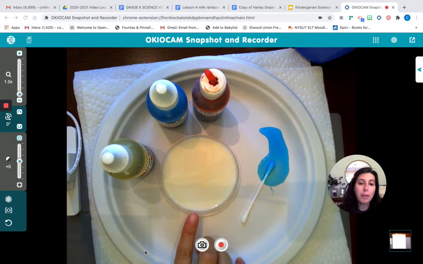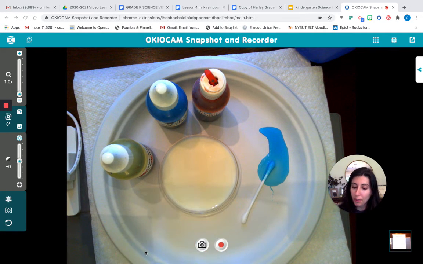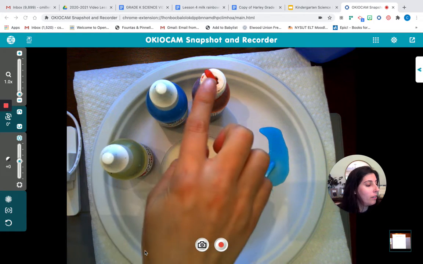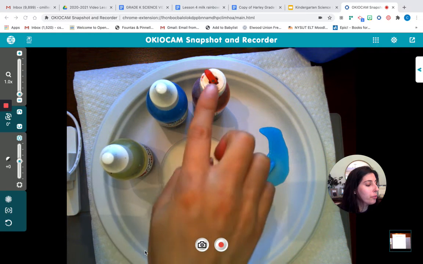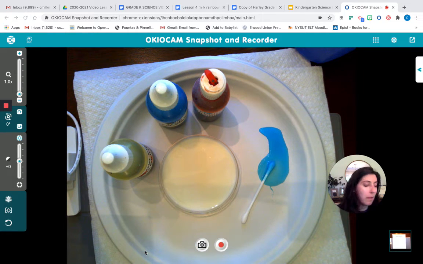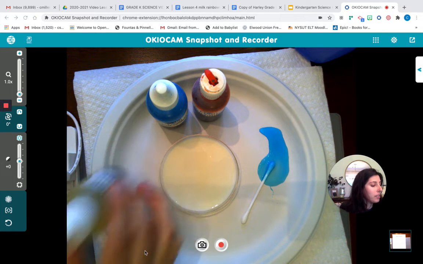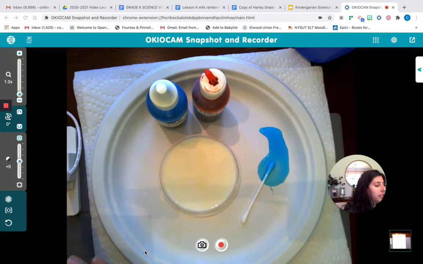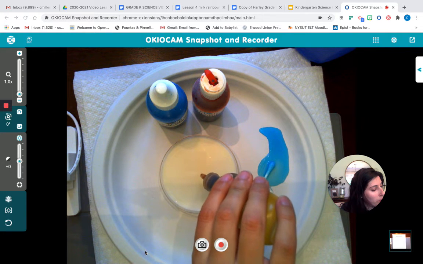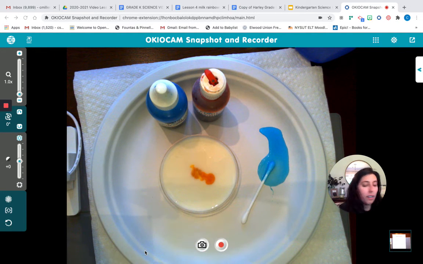So here in my petri dish, I have some milk. Now, here's what we're going to do. We're going to squeeze 2 drops of each color food coloring into the milk, one at a time. Okay, and then I'll tell you what we'll do next. So let's start with the food coloring. So 1, 2 of the yellow.